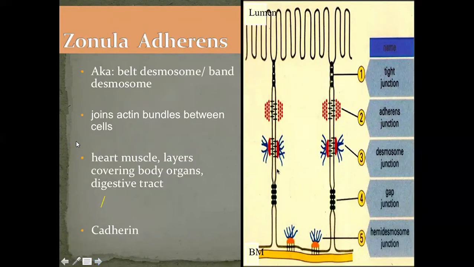Second is the zonula adherens or the adherens junction. This is also known as the belt desmosome or the band desmosome. And it joins actin bundles between two cells, and they are seen in the heart muscle, the layers covering body organs, and in the digestive tract. And they are very rich in cadherin.